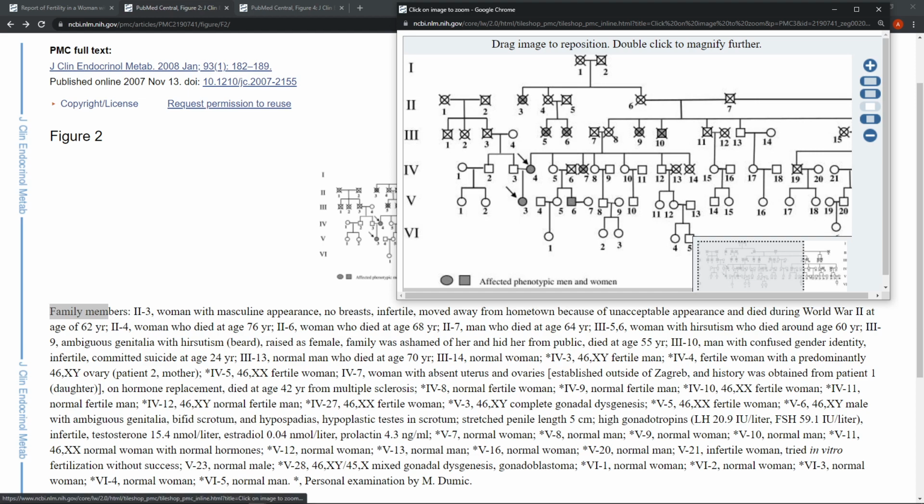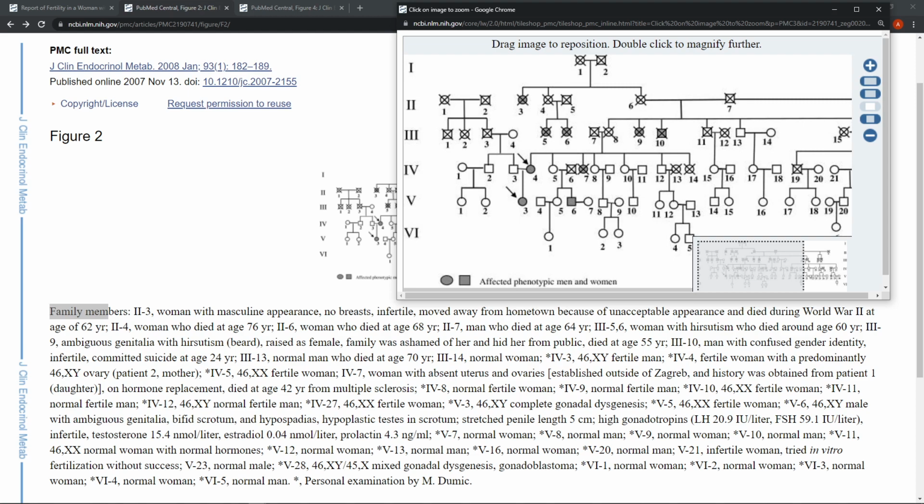Generation 2-4 is this person's sister, who died at age 76. Apparently totally normal. She went on to have 2 kids who were affected by this disease, or this genetic condition, at least.